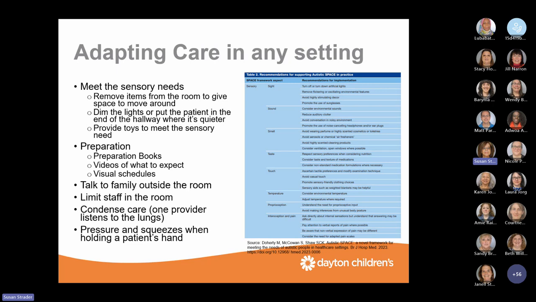Other simple adaptations are talking to family outside the room, especially if the kid is sensitive. Do all the providers need to talk in the room, or can we step out so it's a quieter environment for the patient? Limiting staff: who really needs to be in the room versus who would be nice to have in the room. Condensing care, this is a huge thing.